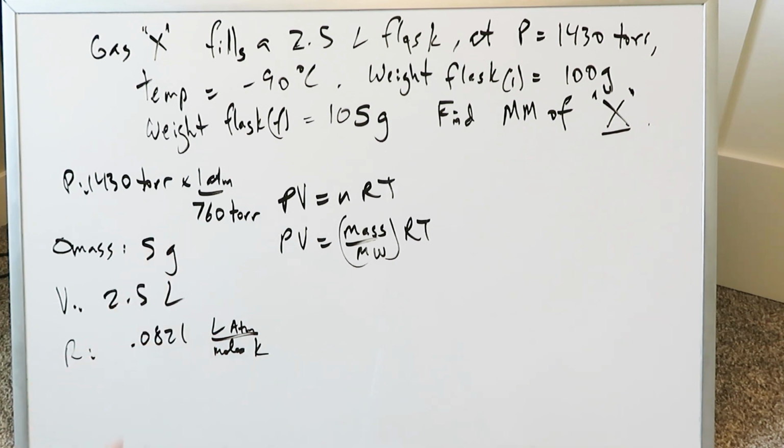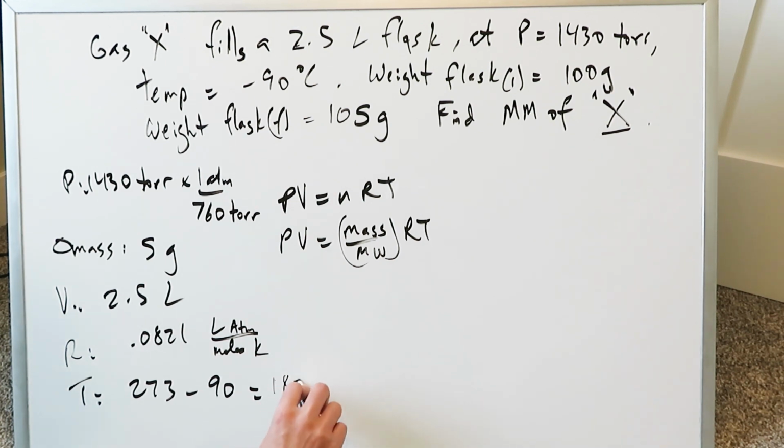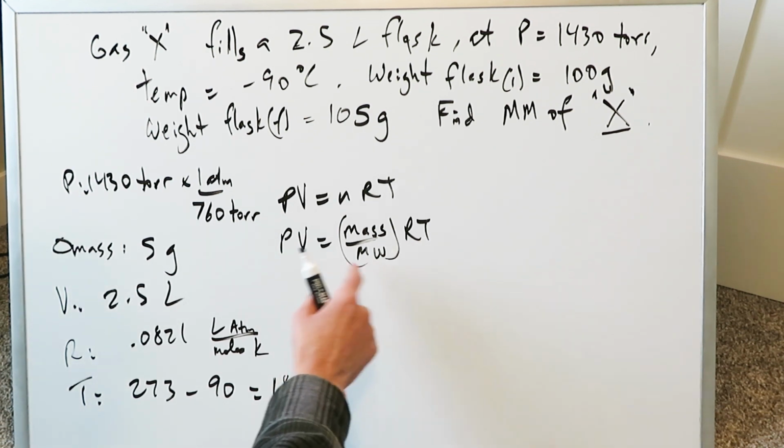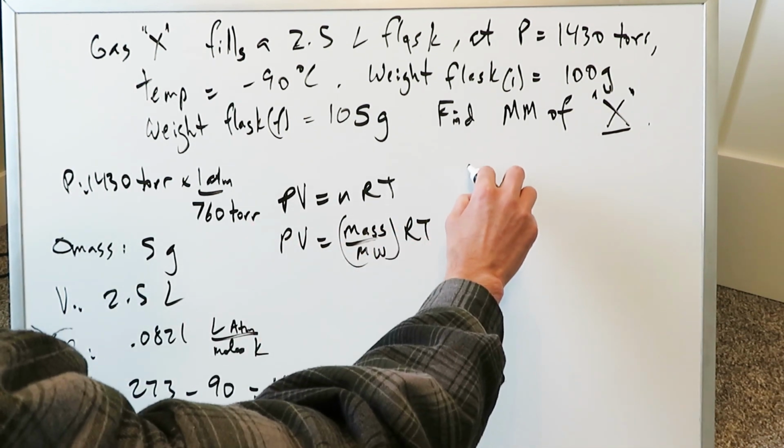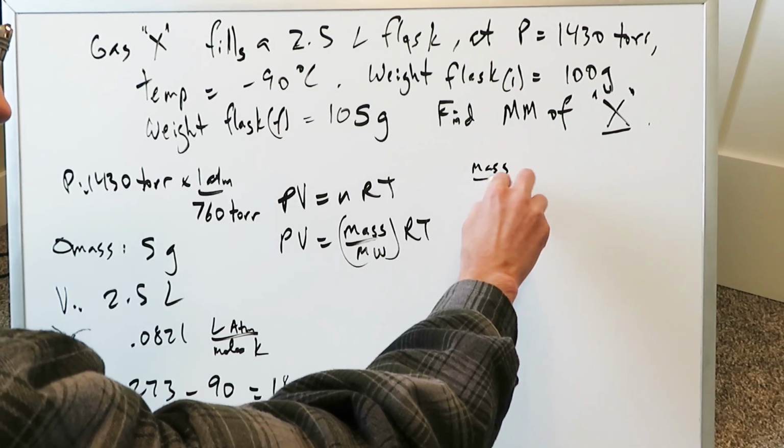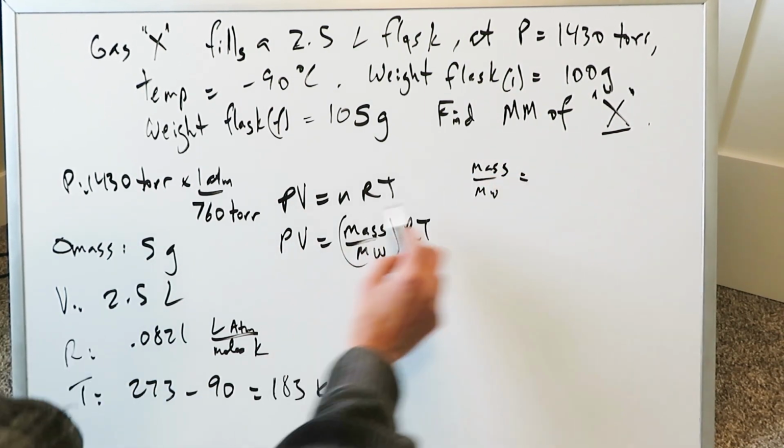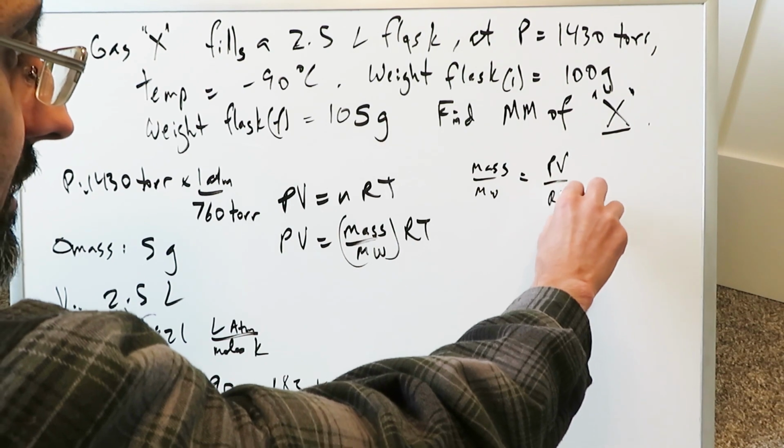And the temperature, minus 90 degrees, has to be in Kelvin. You do 273 minus 90. Remember, 0 degrees Celsius is 273 Kelvin, so minus 90 gives you 183 Kelvin. Plug these values in, and you're solving for n. N, which is your mass over molecular weight, is equal to PV over RT.